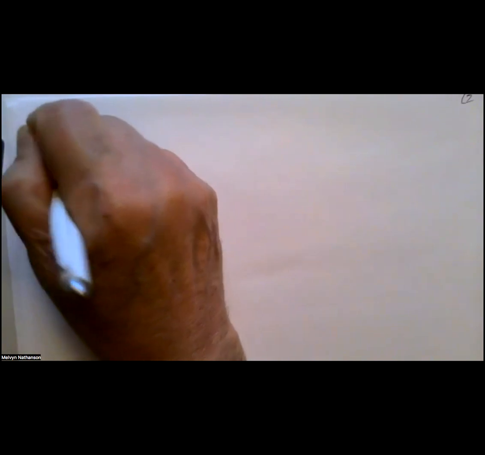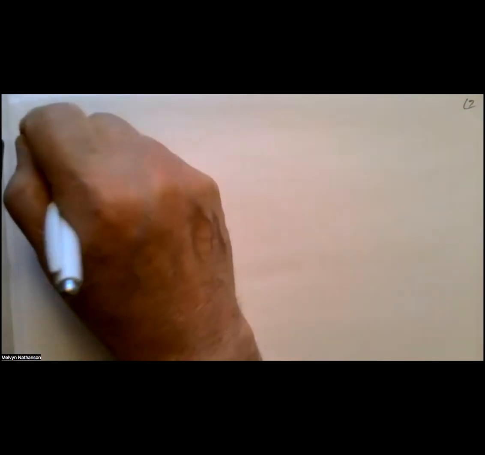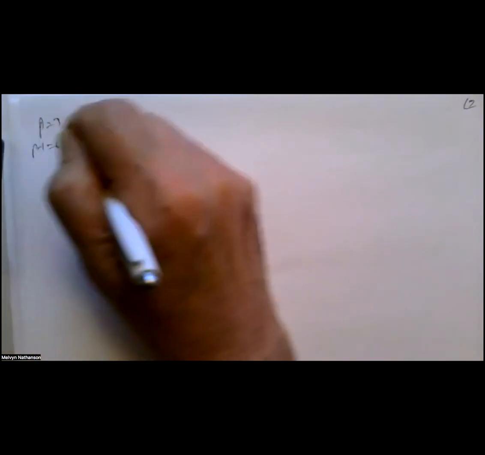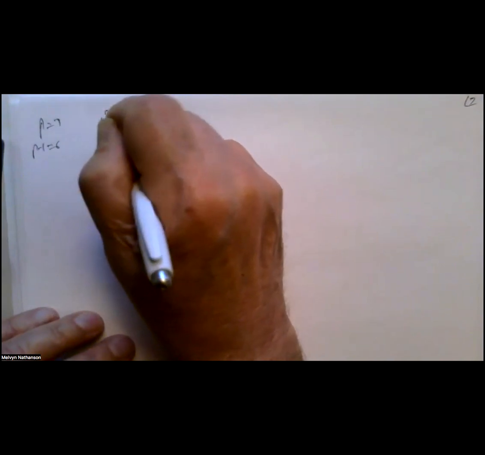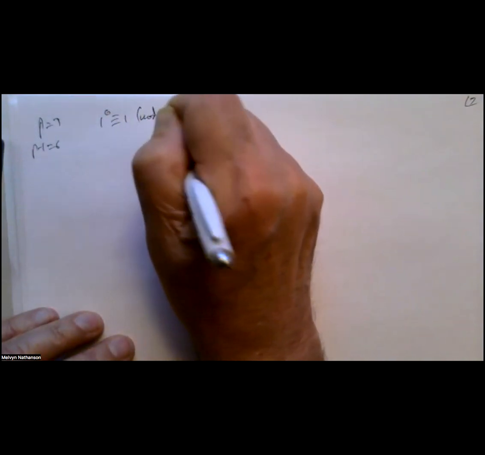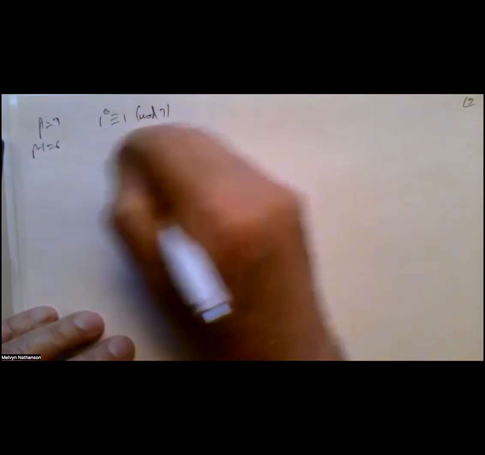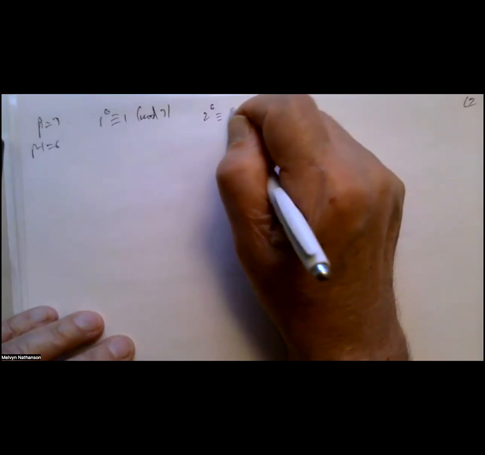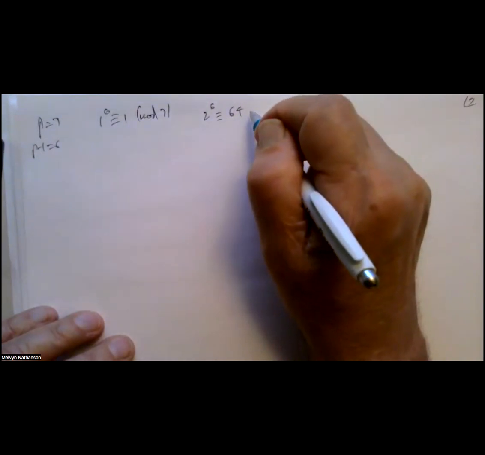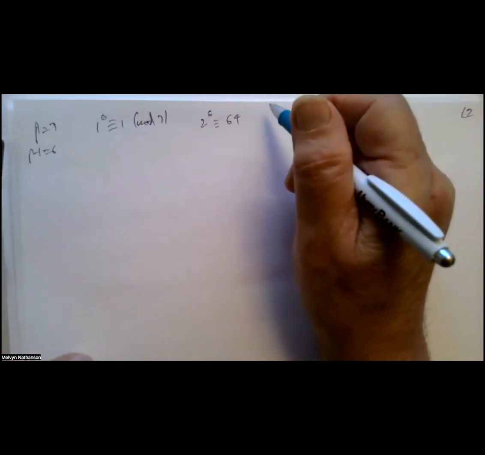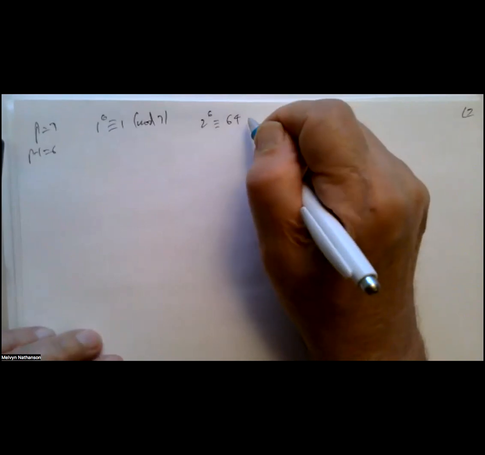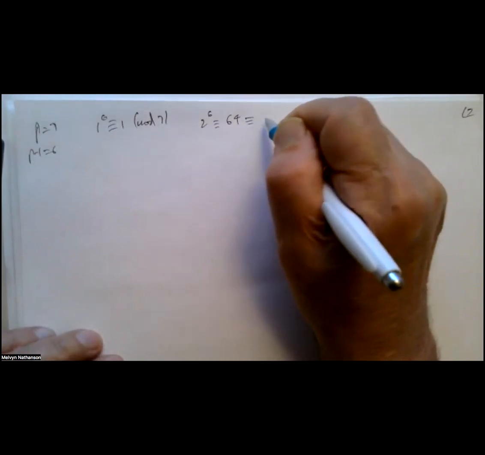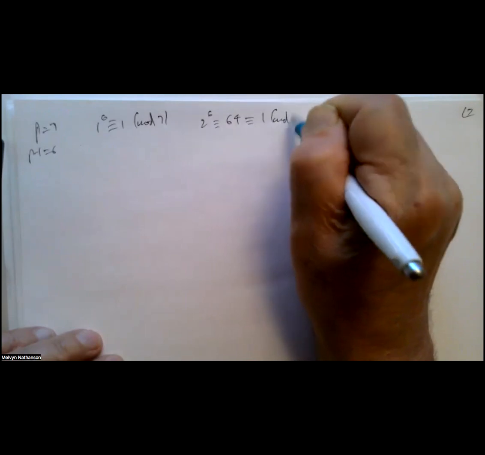Suppose I take P equals 7. In that case, P minus 1 is 6. 1 to the 6th, of course, is 1 mod 7. 2 to the 6th is 64. 64 minus 1 is 63. 63 is divisible by 7. So 64 is congruent to 1 mod 7.